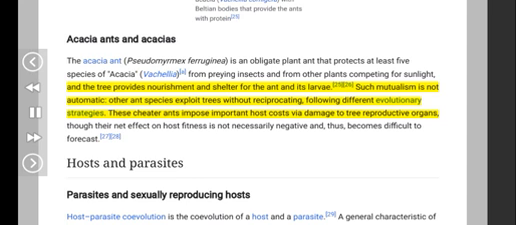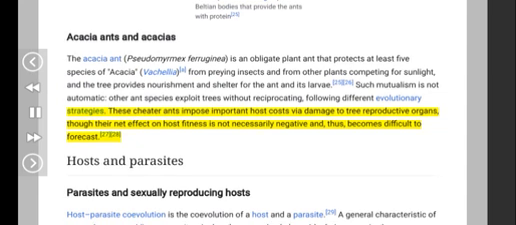Such mutualism is not automatic. Other ant species exploit trees without reciprocating, following different evolutionary strategies. These cheater ants impose important host costs via damage to tree reproductive organs, though their net effect on host fitness is not necessarily negative and, thus, becomes difficult to forecast.